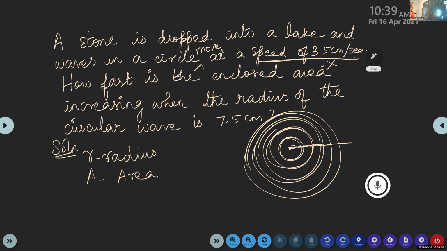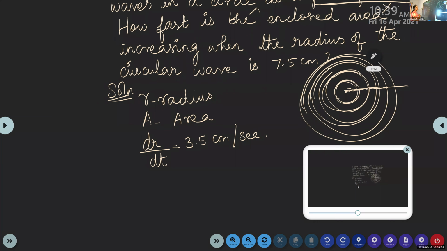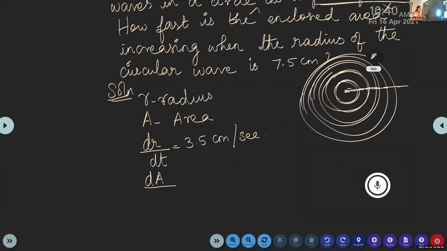Now here, circles move at a speed of 3.5 centimeter per second. That means dr by dt is given. dr by dt is 3.5 centimeter per second. How fast is the enclosed area increasing? That means what you have to find? We have to find dA by dt, isn't it?